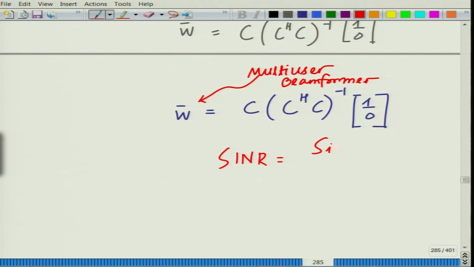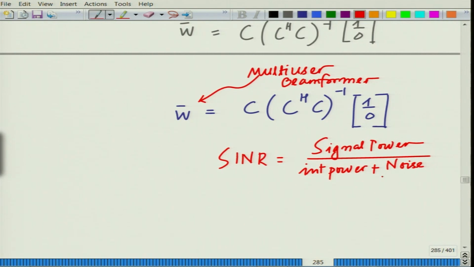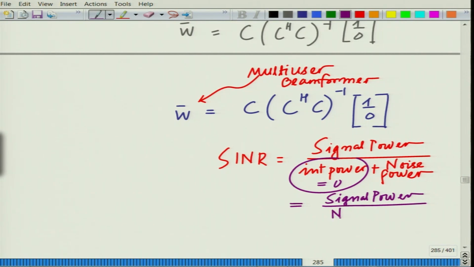So, if you look at SINR, that is essentially your signal power divided by interference power plus noise power. Now, in this formulation our interference power is equal to 0. So, this reduces to signal power divided by noise power.